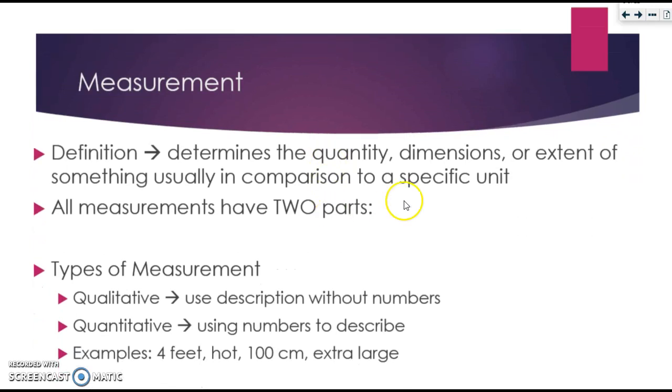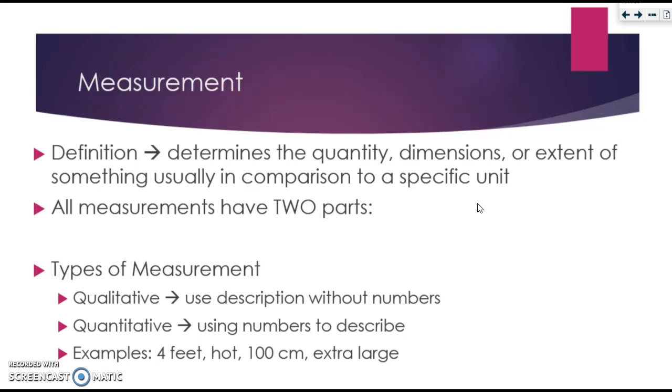Now let's begin our study of measurement. Measurement is defined as the fact that it determines the quantity, dimensions, or extent of something, usually in comparison to a specific unit. Units are extremely important in chemistry because I need to know what it is. Is it in centimeters? Is it in meters? Is it in kilometers? Is it in grams? Is it in pounds? The unit is very important.